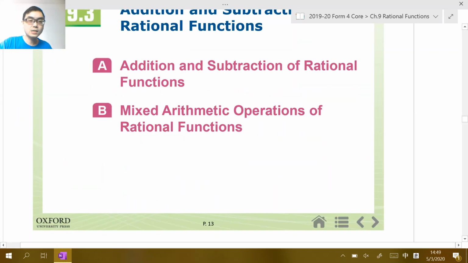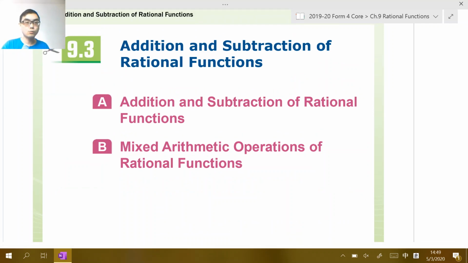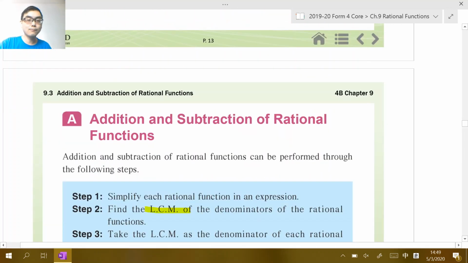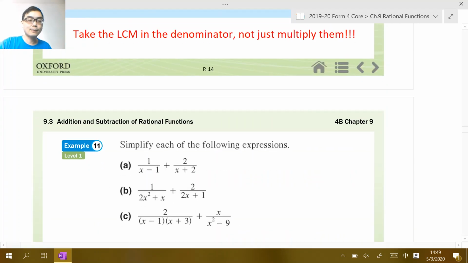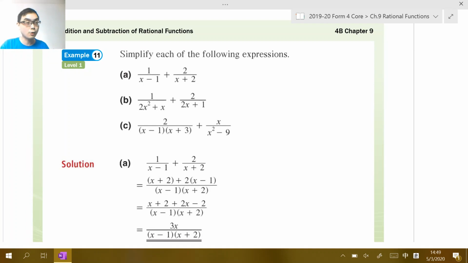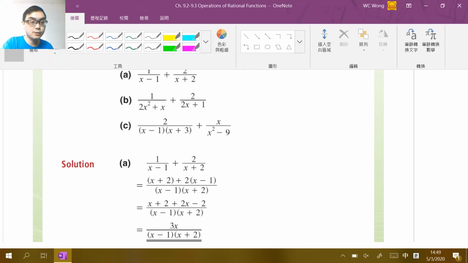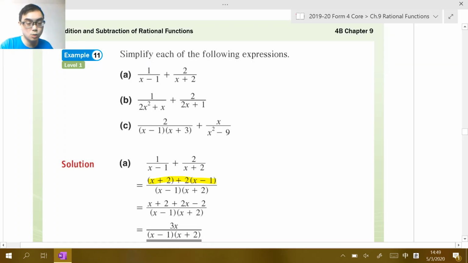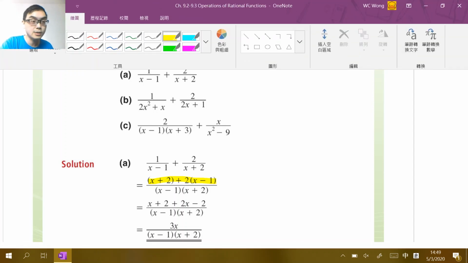So now, the last thing I would like to remind you is how we should do addition and subtraction. Just like before, you may see some questions, for example, example 11. This example, part A, is just like what you did in the last homework, also in Form 2. When you have two fractions added or subtracted together, you have to make the common denominator before you do the simplification. And do remember that after you have put them together, you should not do factorization because they are added together.